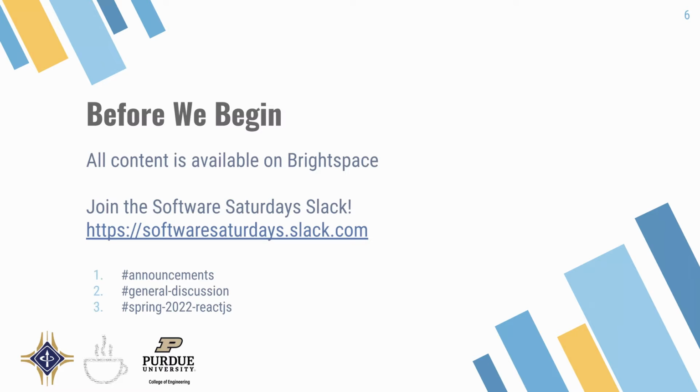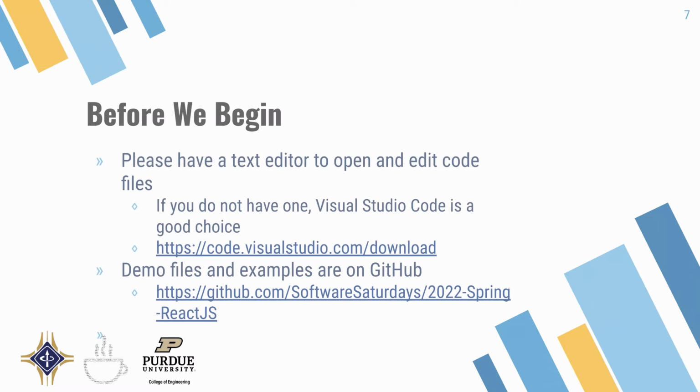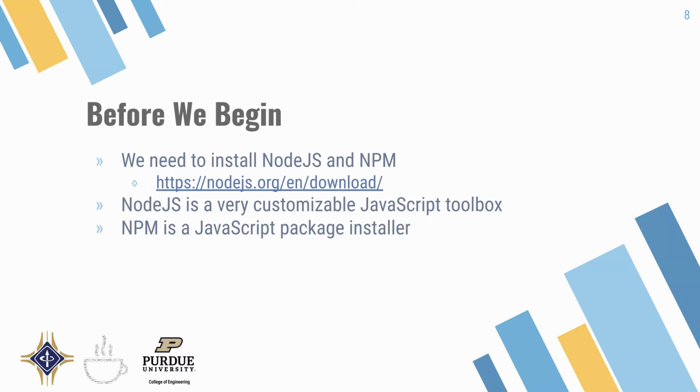Before we begin, everything's up in Brightspace and Slack, and all the GitHub links are available. I guess we covered this last time around. It'd be nice to have something like Visual Studio to see your code in. And here's the GitHub link for the 2022 session. If you want to use React, as we said before, you need to install Node.js and npm, and here we've got the link attached for that.